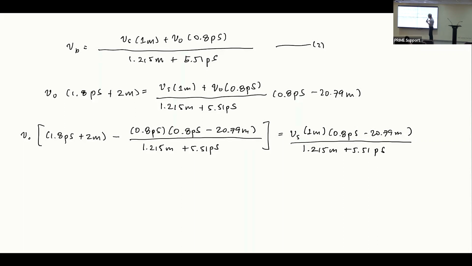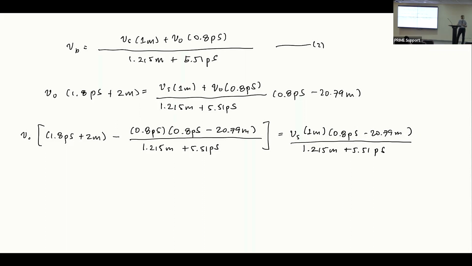Now the next thing that I might want to do is get rid of the denominator here. So I multiply both sides of the equation by 1.215M plus 5.51S. So this term will go up here. Okay, let me just try to go through the steps with you, and I encourage you to try this on your own. This term will multiply up here, and then this will cancel. Let's go as far as that.